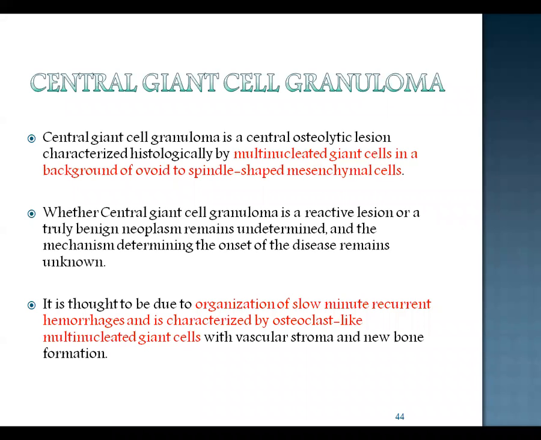Whether central giant cell granuloma is a reactive lesion or a truly benign neoplasm remains undetermined, and the mechanism determining the onset of the disease remains unknown. It is thought to be due to organization of slow, minute recurrent hemorrhages and is characterized by osteoclast-like multinucleated giant cells with vascular stroma and new bone formation.